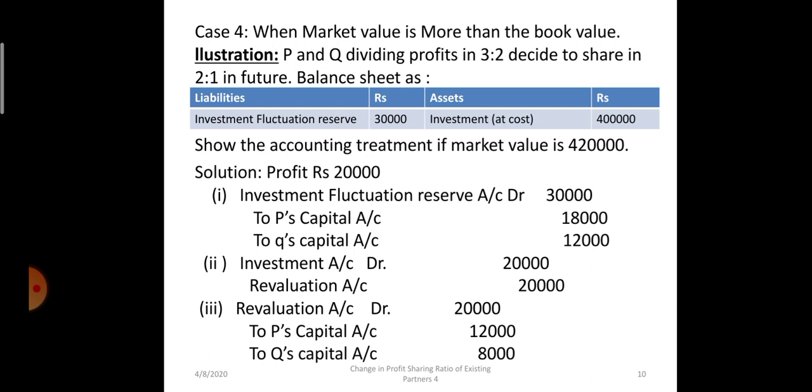Now we have to increase the value of investment, so it will be debited. Second journal entry, investment account debit to revaluation account 20,000. Revaluation is credited because there is a gain. Now in the third entry, the gain recorded in the revaluation account will be divided among the old partners in the old ratio. So revaluation account debit to P's capital, Q's capital in the ratio of 3:2. That is 12,000 and 8,000.